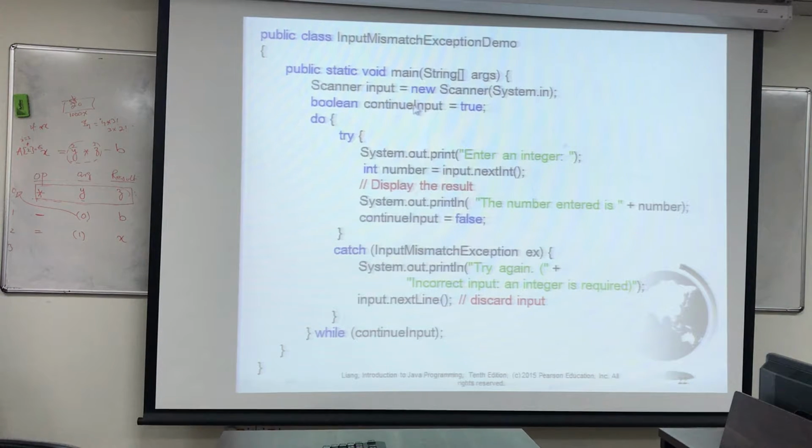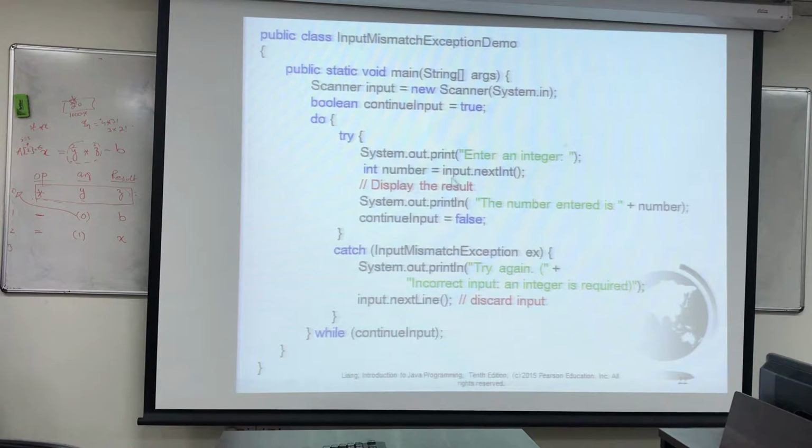You have a variable here, continue input is equal to true. So that means you want to repeat this whole code for infinite time, right? And what you have done here, you said that continue input is equal to false, the last statement of the try. And why are we doing this? Because we know that if there is no exception, then this will execute, right?